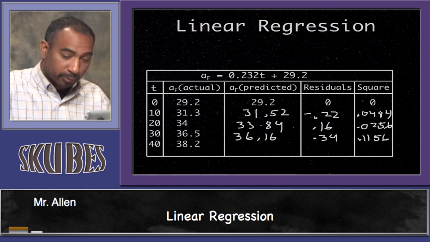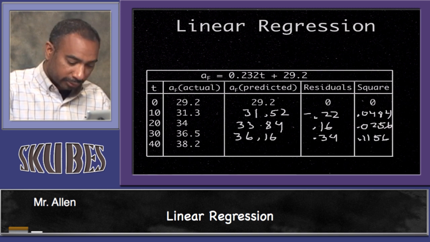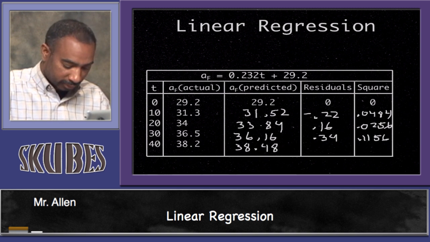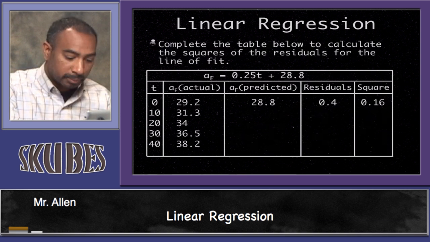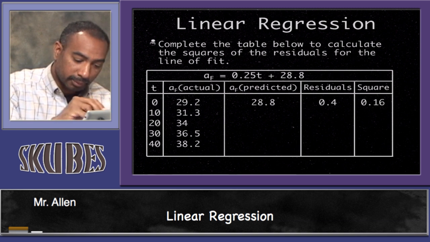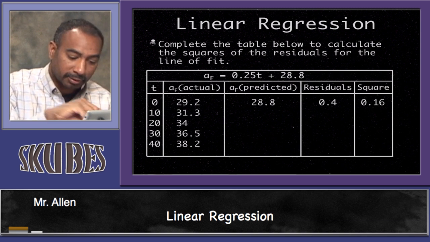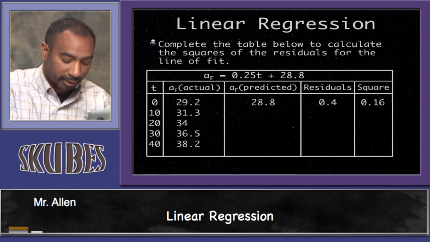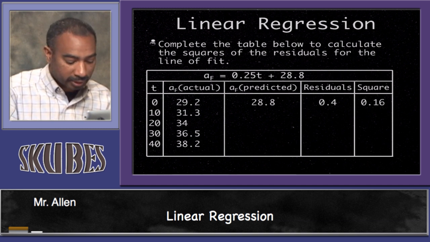All right, and if I plug in 40 for t, I get 38.48. You take the difference, you should get negative 0.28. And if you square that, you should get 0.0784. But before we do that, let's compare it to another function where the slope is 0.25t and the y-intercept is 28.8. And we're going to go through the same process.